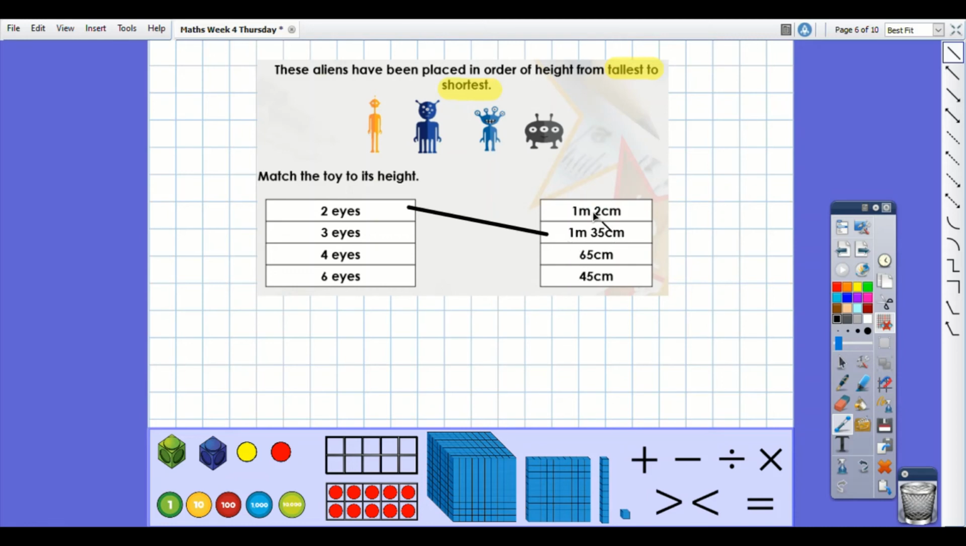So is the next tallest going to be the one that starts in 1 metre or one that doesn't? It's got to be the one that starts with 1 metre because we're still over 100 centimetres. So it's 1 metre and 2 centimetres. Now we've got 4 eyes. 4 eyes is either 65 or 45 centimetres tall. And we know that it's tallest to shortest, so it needs to be the bigger one of the two, which is 65 centimetres, which means 3 eyes is 45 centimetres.